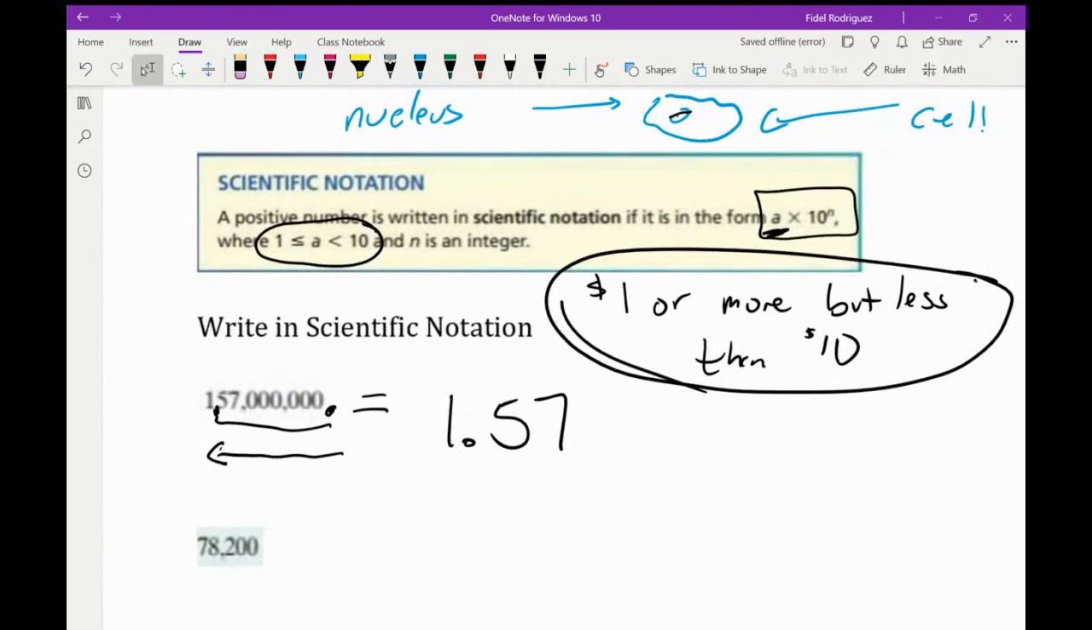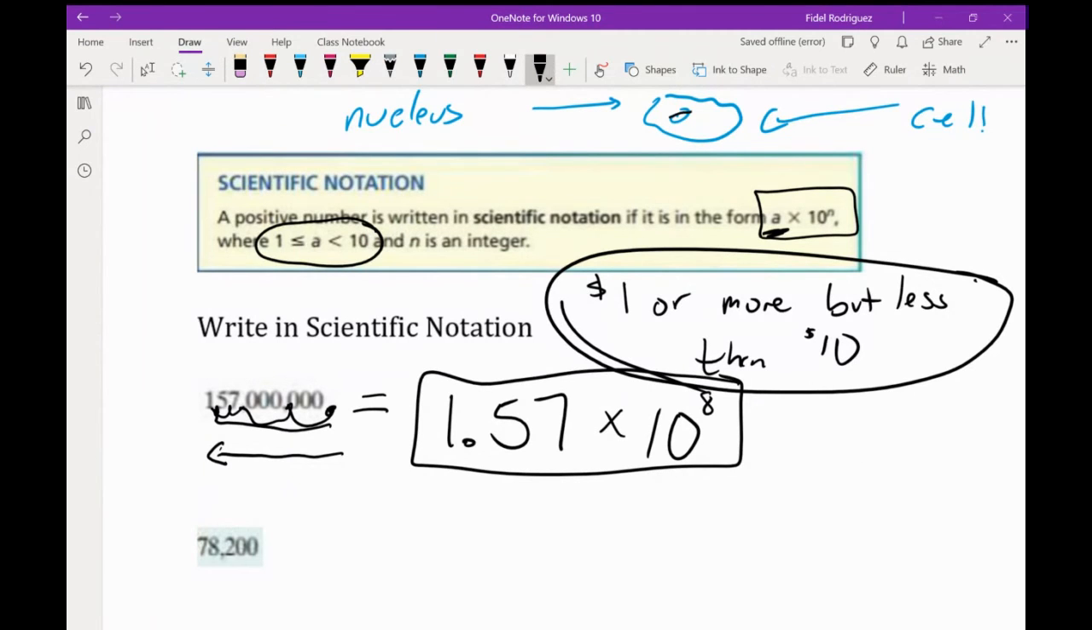Okay. Now the next part we do is we're going to take this and multiply it by a power of 10. And the power is going to be how many spaces I moved my decimal point. So look where it used to be. It used to be right here. So if I go like that, that's moving 3 spaces. That's another 3, which is a total of 6, and then 7 and 8. So my answer would be 1.57 times 10 to the 8th. Okay.